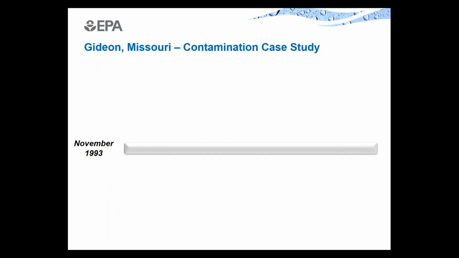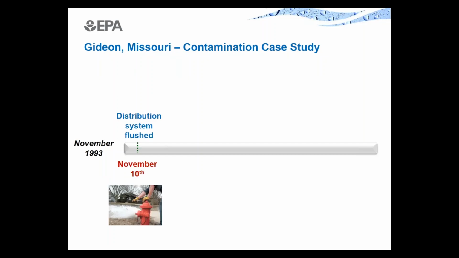And this is built around a waterborne disease outbreak that took place in 1993 in Gideon, Missouri, population 1,100. So it started on November 10th when the water utility flushed their entire water distribution system by sequentially opening the 50 fire hydrants located throughout their system. And this was the most extensive flushing operation that had been performed in 3 years.